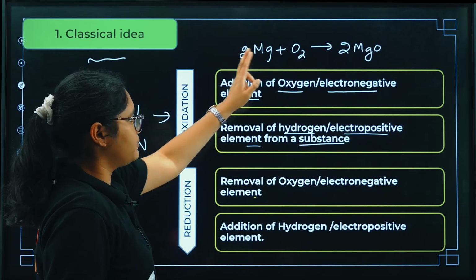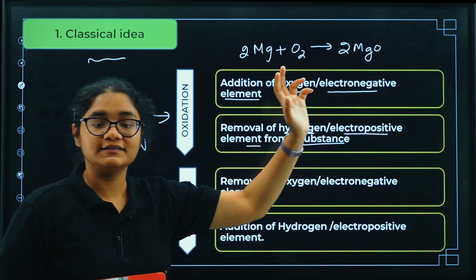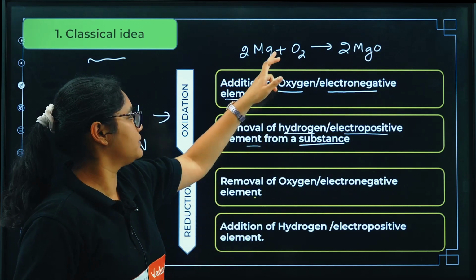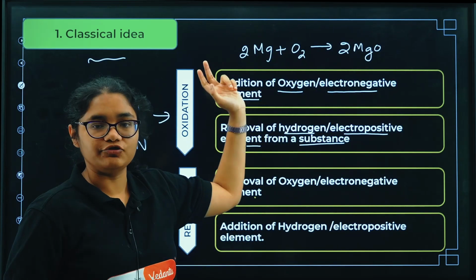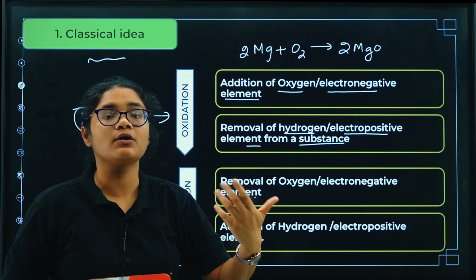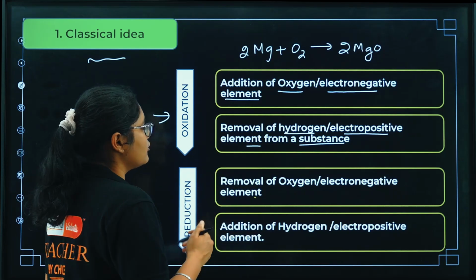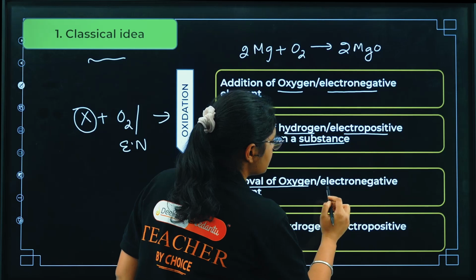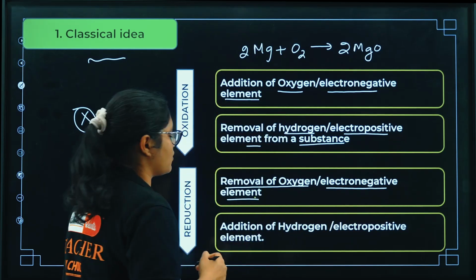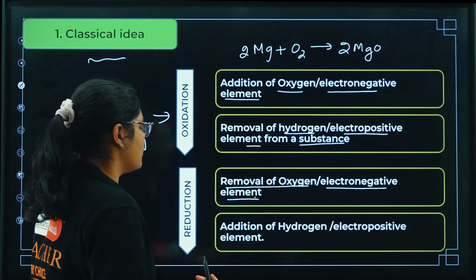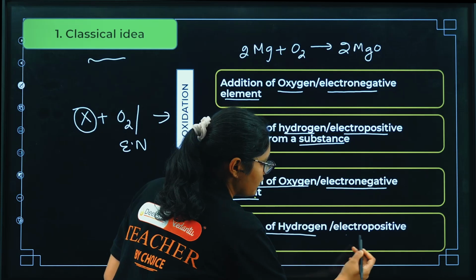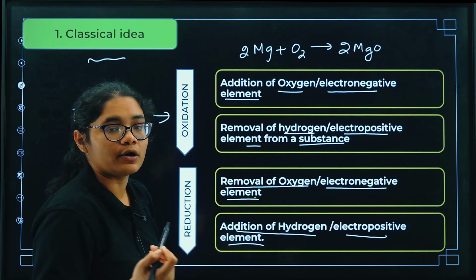For example, 2Mg plus O2 gives 2MgO. This is an oxidation reaction because you are adding oxygen to Mg, so we can say that magnesium is getting oxidized. Similarly, reduction is removal of oxygen or an electronegative element. Addition of hydrogen or an electropositive element is also called reduction.